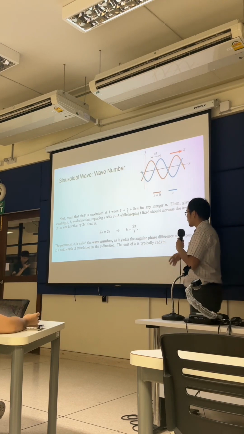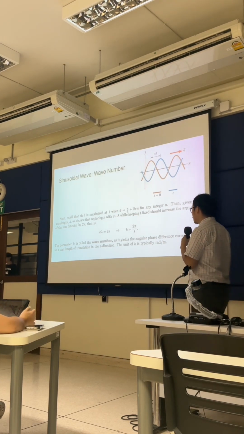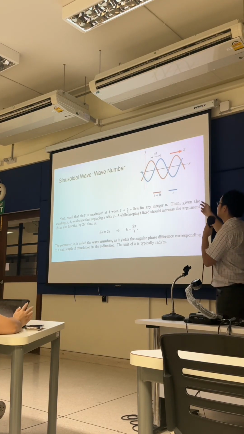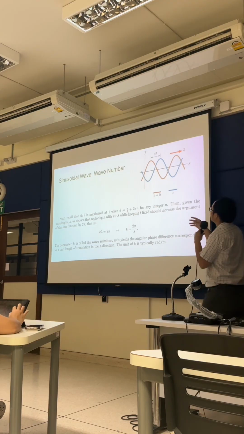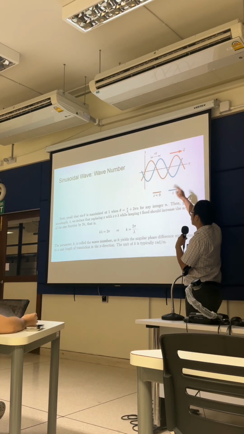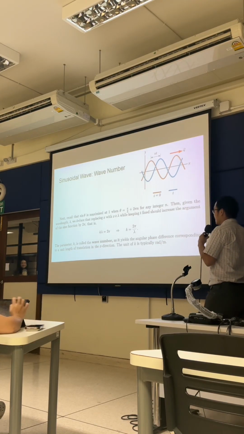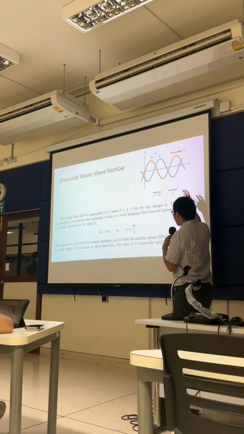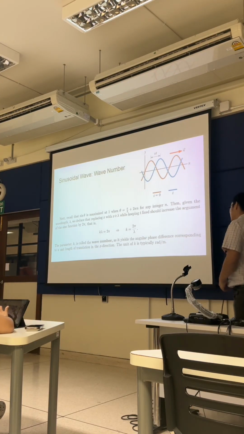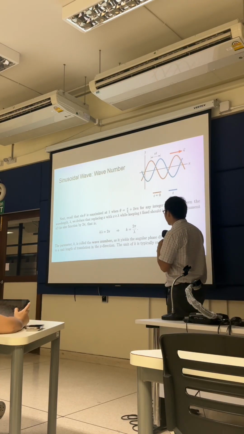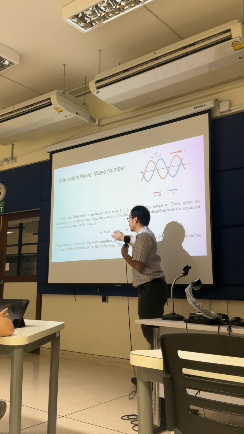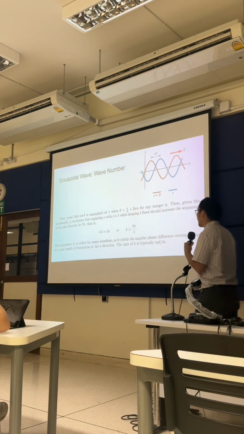And this k has a physical meaning: it is the angular phase difference corresponding to a unit length of translation in the x direction. So if we start off at some position x0 and we travel a distance x, the phase difference would be just k times x. If we travel the distance of lambda, the wavelength, then the phase difference should be one cycle of the sine function, which is 2 pi.